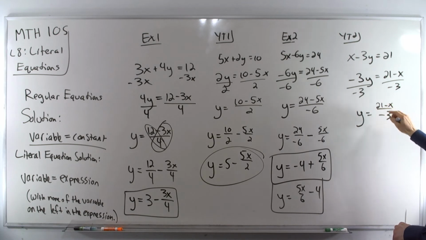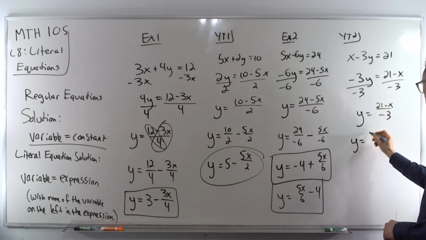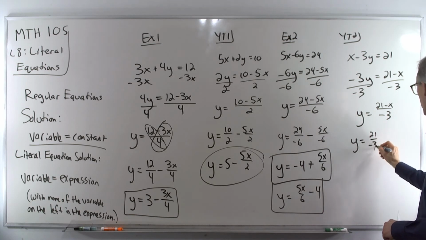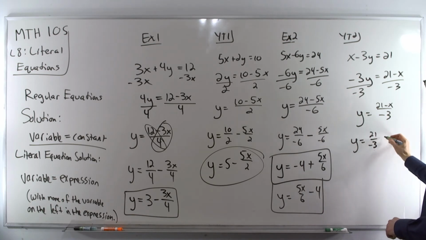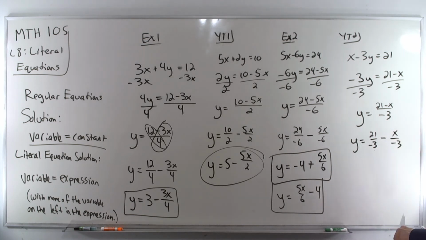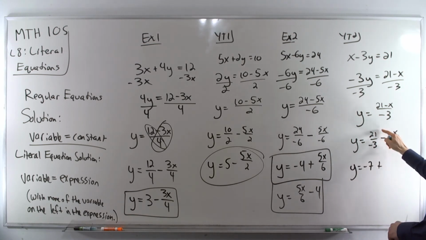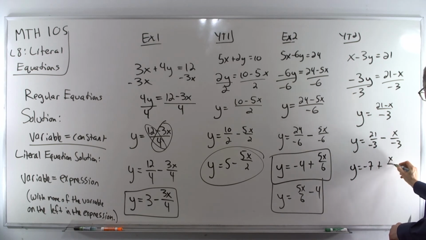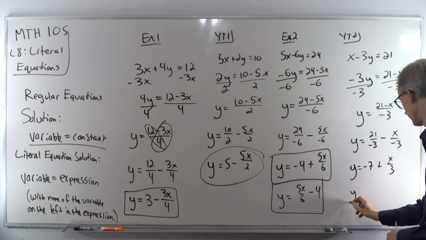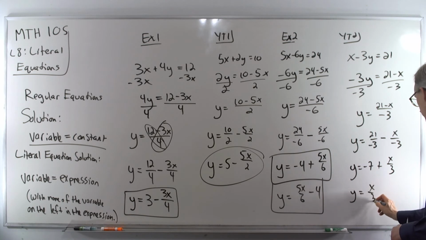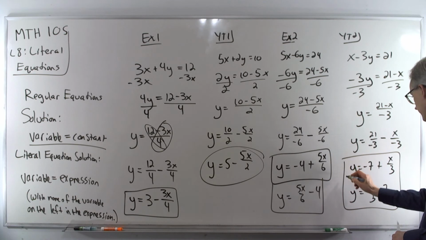Now to get this big fraction, we're going to split this thing up. So that's 21 over negative 3 minus x over negative 3. Then this turns into negative 7. Here the negatives cancel, we get plus x over 3. Or you can write it as y equals x over 3 minus 7. Either one of those is fine.